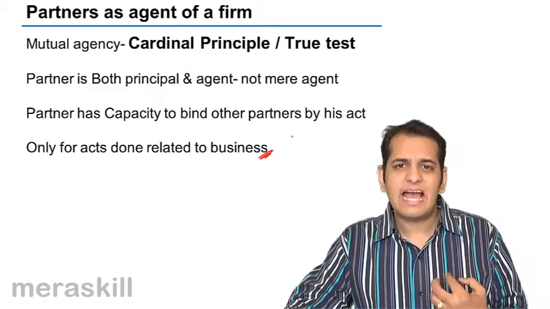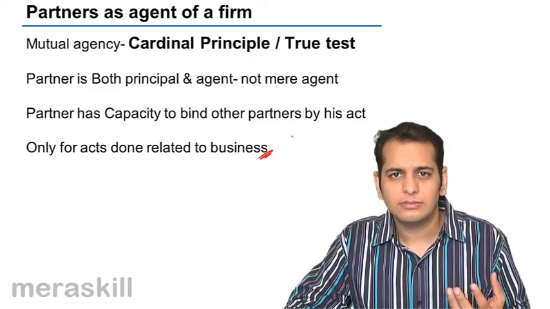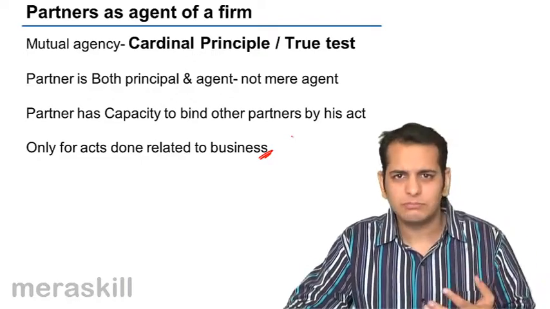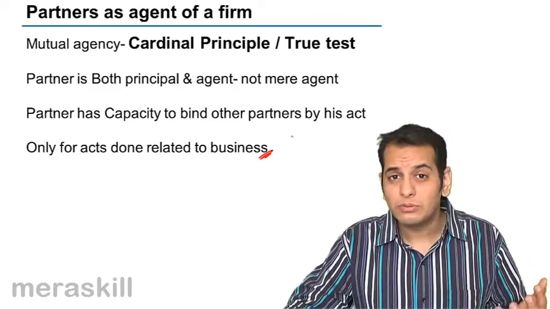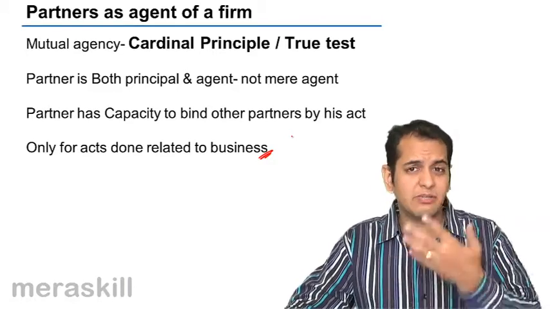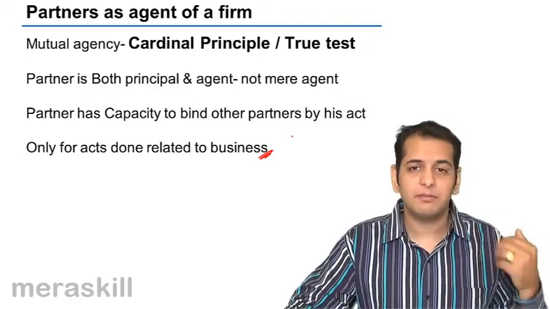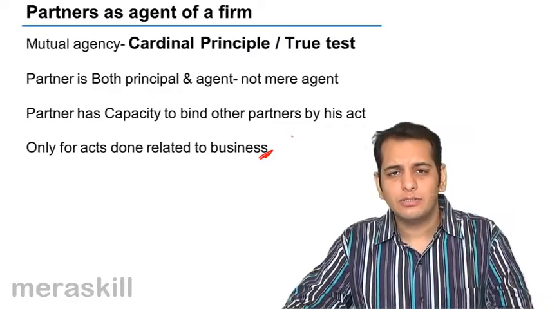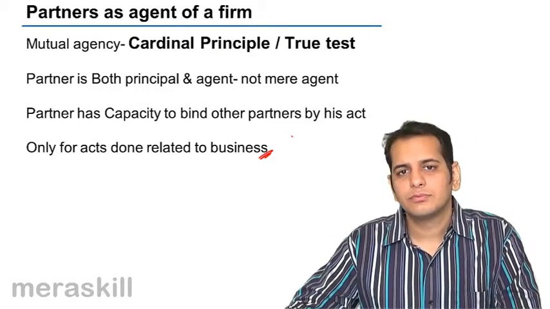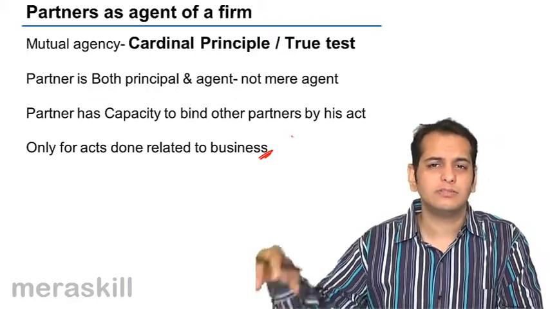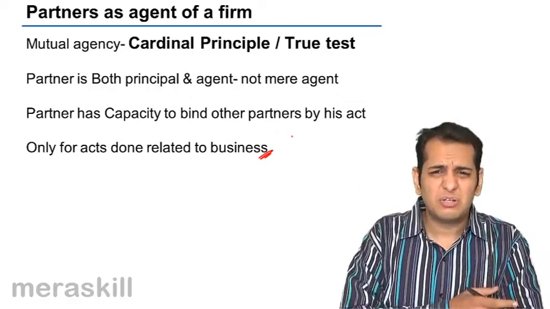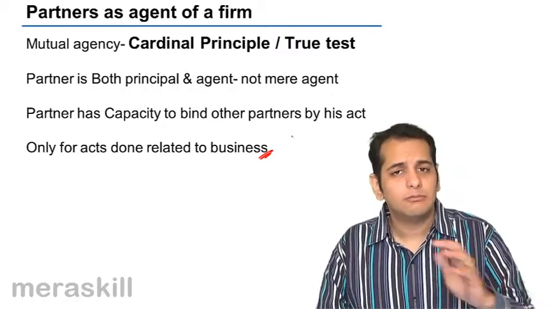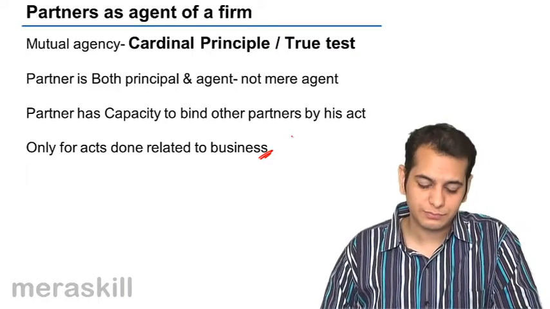So all the acts which are done for the business will bind the other partners. Now, what are such acts? Such acts may be purchases, sales, accounting, taking loans, giving loans, making payments, receiving payments. So these are the normal acts which we do in the normal course of business. All such acts which are done for the business will bind the other partners. Domestic or personal or social or religious acts which are done by a partner will not bind the other partners.